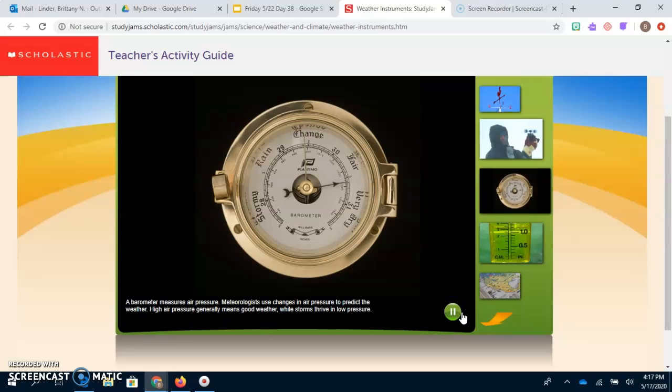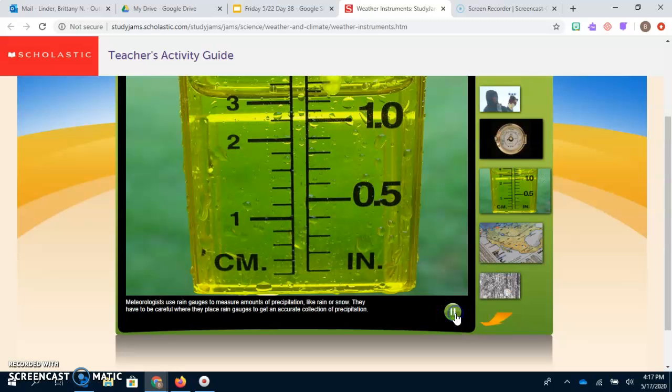A barometer measures air pressure. Meteorologists use changes in air pressure to predict the weather. High air pressure generally means good weather, while storms thrive in low pressure. Meteorologists use rain gauges to measure amounts of precipitation, like rain or snow. They have to be careful where they place rain gauges to get an accurate collection of precipitation.